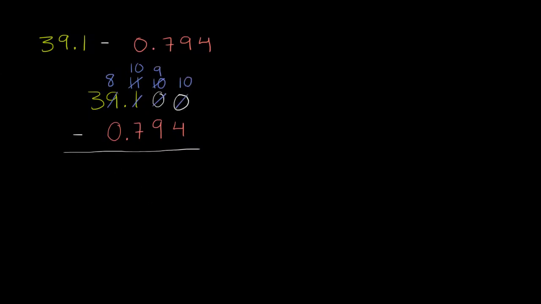So let me do this in yellow. 10 minus 4 is 6. 9 minus 9 is 0. 10 minus 7 is 3. We have our decimal point. 8 minus 0 is 8. And then we have 3 minus nothing is 3. So we're done. 38.306.